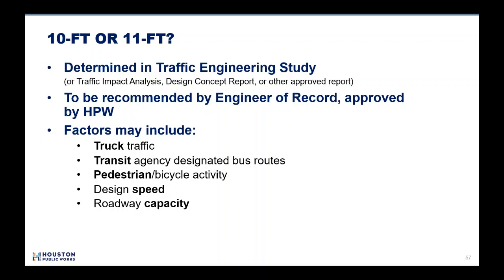Whether it's we have a lot of truck traffic, we have transit activity. If we have a ton of people walking and biking, we might need a little bit more space for sidewalks and bike lanes. If we're trying to control speed and the roadway capacity, anything else you want to bring to the table is fine. We want to get all the ideas we can to make all of our decisions.